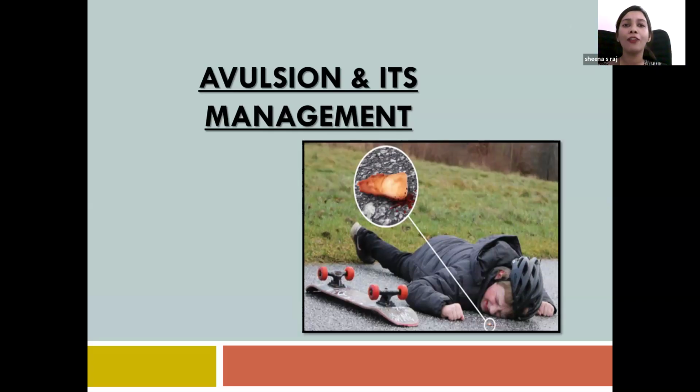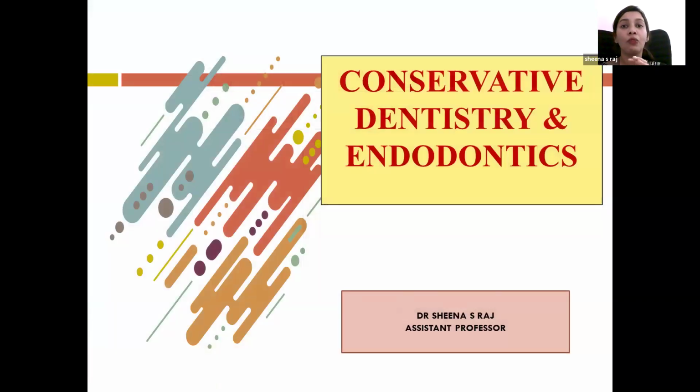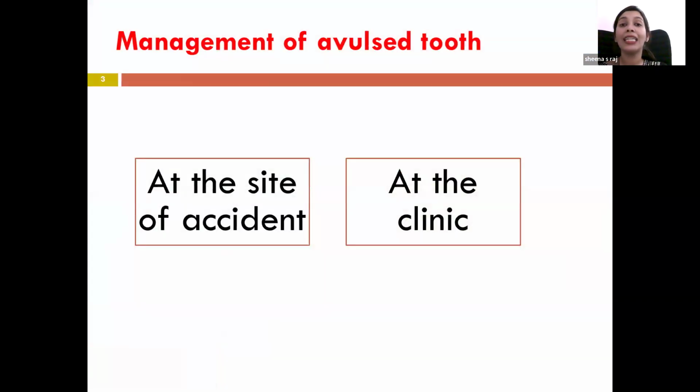Talking about avulsion, you have to give the classification of avulsion, which is Ellis classification. Coming to the management part, whenever a tooth comes out of the socket, you can manage it in two ways. First, at the site of accident, where we get the tooth and either reimplant it. That is the management of the avulsed tooth at the site of accident. Next is at the clinic, where we take the tooth either in a storage media or reimplant it, and then go to the clinic. So management can take place in two parts.